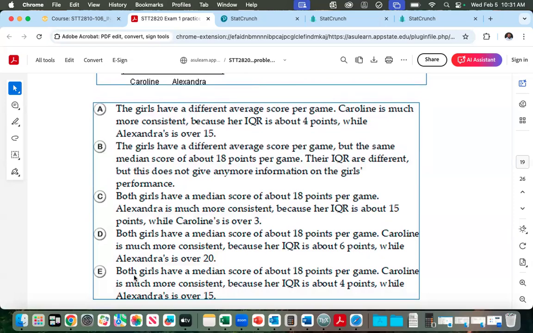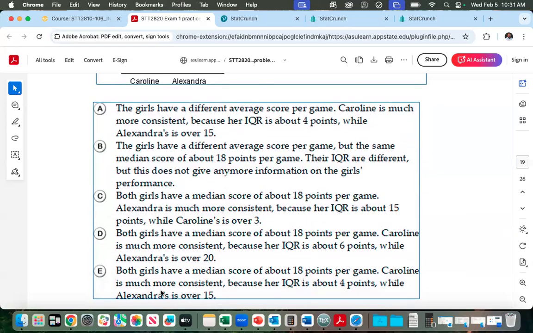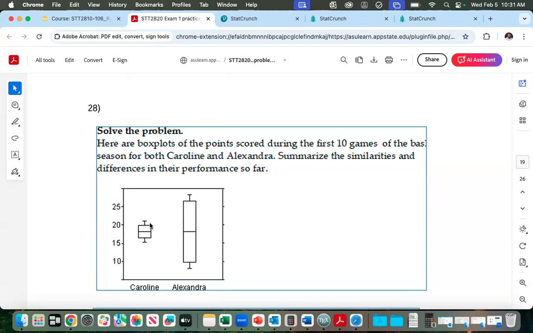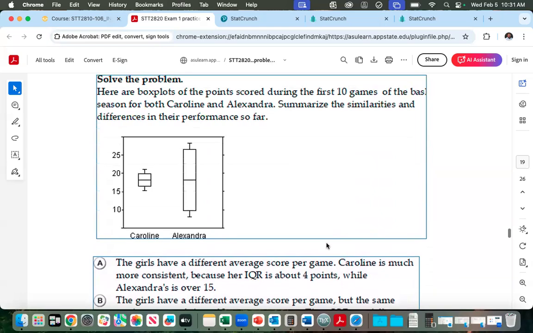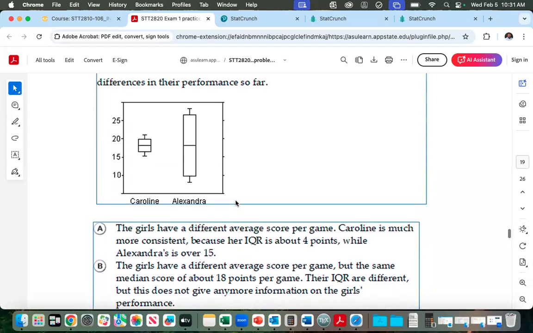So you see, both girls have a median score of 18 points per game. So it means that the median is the same. Is that okay? And then Caroline is much more consistent. It is true, Caroline is much more consistent because the IQR is shorter. Is that okay? If your IQR is shorter, it means you are more consistent. Because the IQR is about 4 points, and then Alexandra's IQR is over 15.